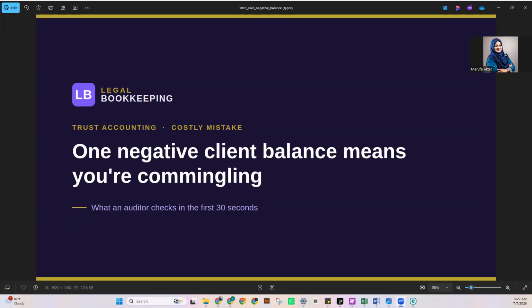Here is something an auditor does in the first 30 seconds of looking at your trust account. They sort by balance and go straight to the negatives. If you have got even one negative client balance, they have already found a violation. Let me show you why.